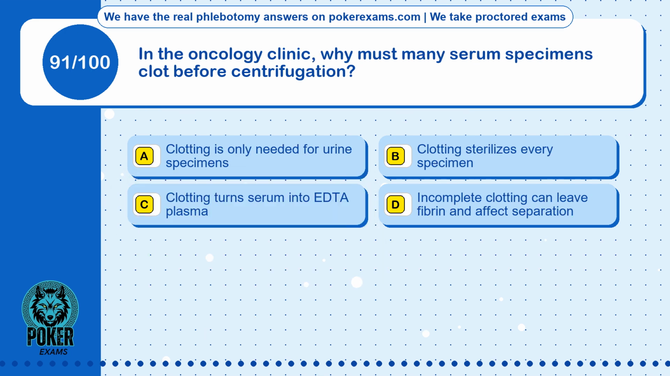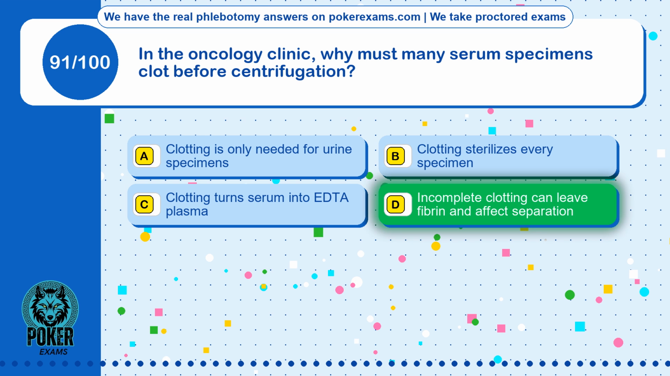Question 91. In the oncology clinic, why must many serum specimens clot before centrifugation? Option A, clotting is only needed for urine specimens. Option B, clotting sterilizes every specimen. Option C, clotting turns serum into EDTA plasma. Option D, incomplete clotting can leave fibrin and affect separation.